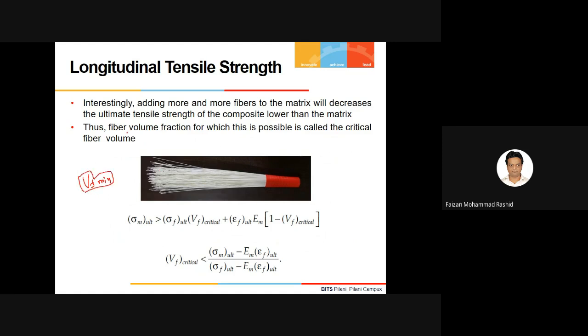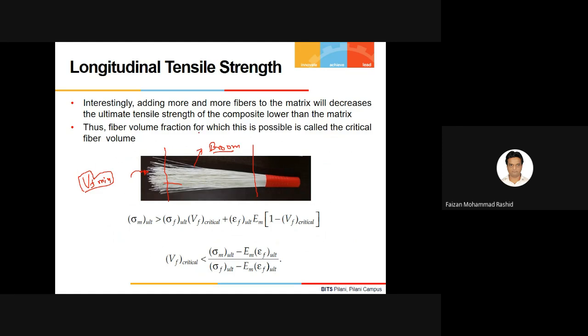Because adding more and more fiber to the matrix will decrease the ultimate strength of the composite material lower than the matrix. What is happening? If you are adding more and more fiber into the composite material, this is like your broomstick, a plastic broomstick. You are having only fiber and no matrix. Do you think it is going to have a very high strength? Because now the fiber abrasion and a lot of things will start coming into play here. This is the interesting part in composite material, that in fact the fiber volume fraction also has an upper bound. We can't keep on increasing the fiber volume fraction always.